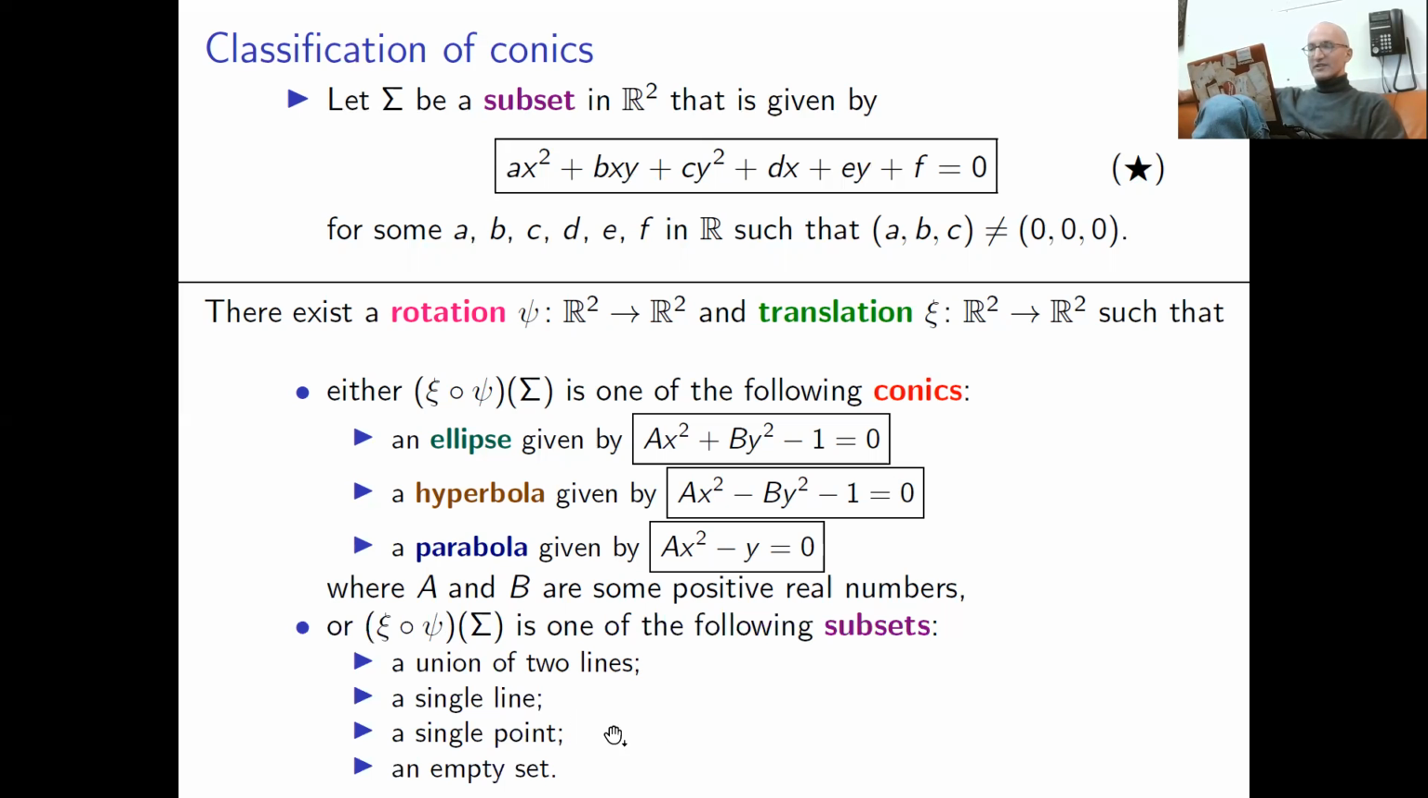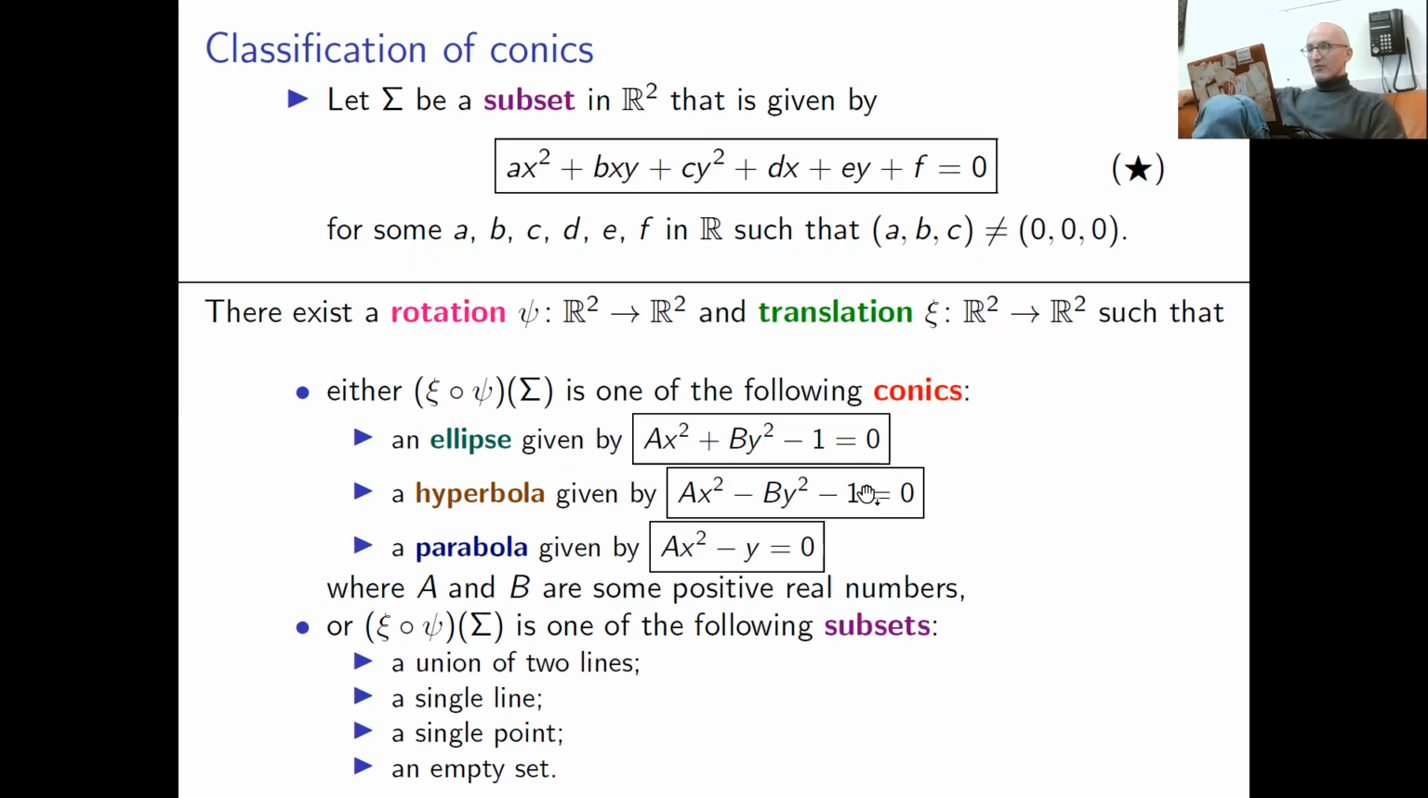But of course, if you have a single point or empty set, it's bad to call this set a conic. So this is maybe a very bad case. This is a bad case. This is also bad, I think. A line should be given by an equation of degree 1, not by an equation of degree 2. And union of two lines is not so bad. This can be considered like a limit case, for example, for a hyperbola.